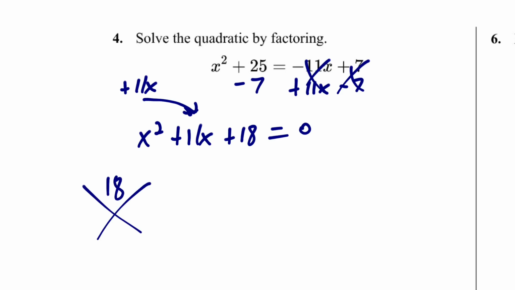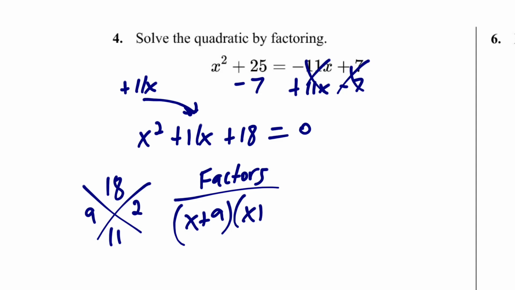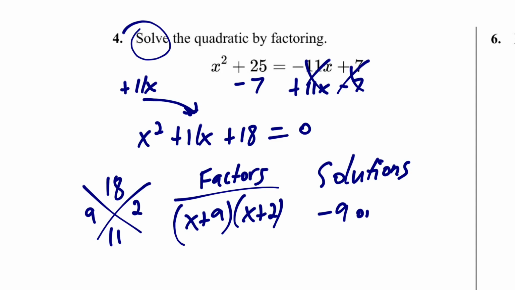So if I think about 18 and 11, that's 9 and 2. So my factors would be something like x plus 9 and x plus 2. But that's not what they ask for. They ask for the solutions, which are going to be negative 9 or negative 2.